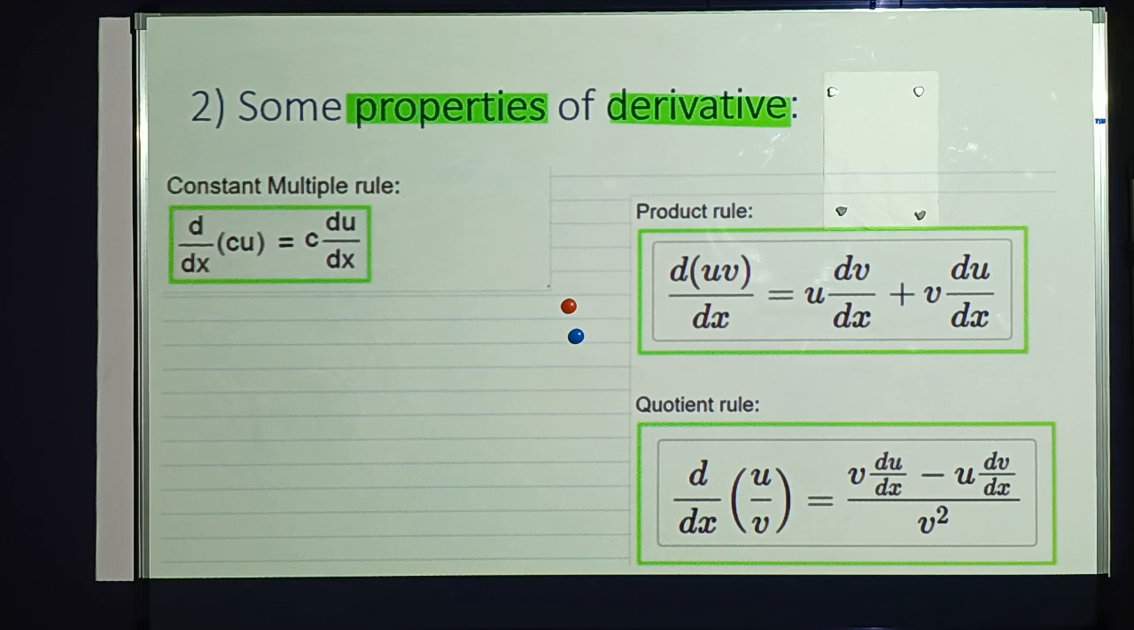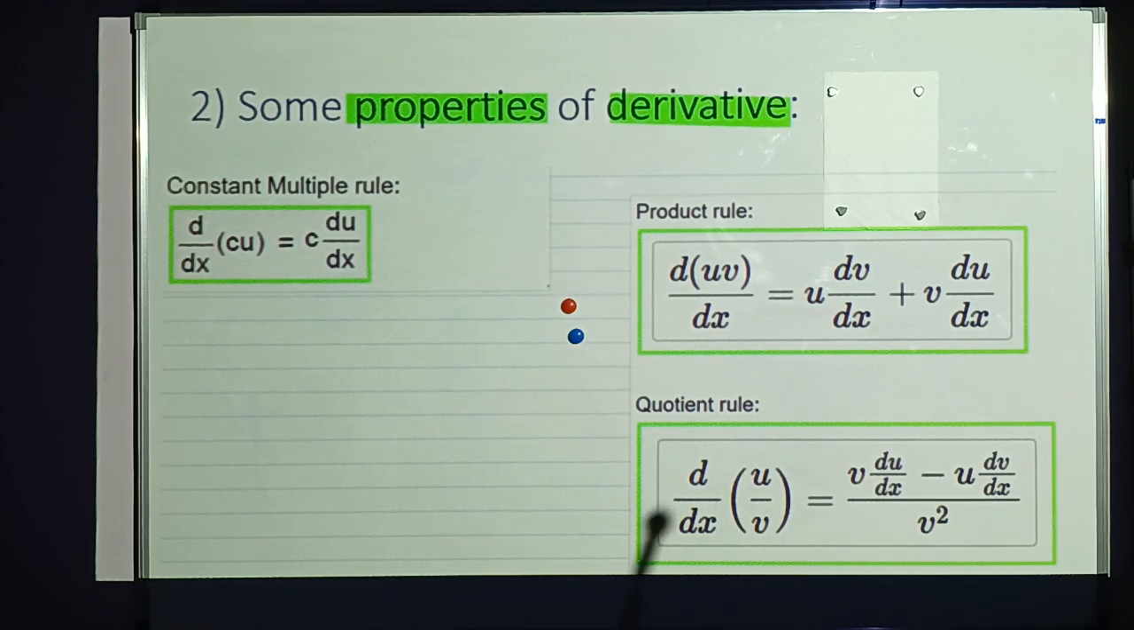And this derivative operator has got some properties. If you know the derivative of function u, the derivative of function c times u, where c is a number or a constant, you just have to take the c outside. So it will be c times the derivative of function u. Similarly, if you know derivatives of functions u and v, I can find the derivative of the product u into v. For example, if I know the derivative of function x and sin x, from that I can find the derivative of x sin x using this right hand side.